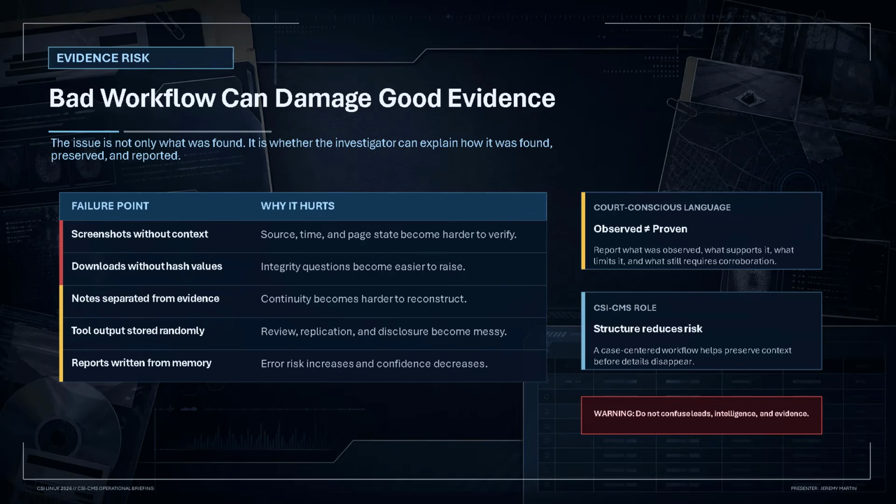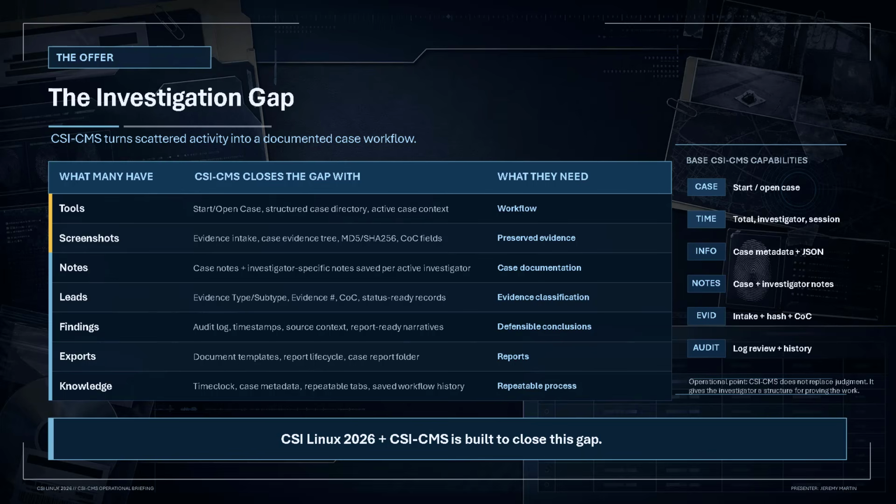So with that, how does the CMS help close that gap? Now this is a core slide. On the left, we have what many teams already have: tools, screenshots, notes, leads, findings, exports, and knowledge. Those are valuable, but by themselves are not enough. On the right, we have what investigators actually need: a workflow, preserved evidence, case documentation, evidence classification, defensible conclusions, reports, repeatable processes. So CSI-CMS sits in the middle.